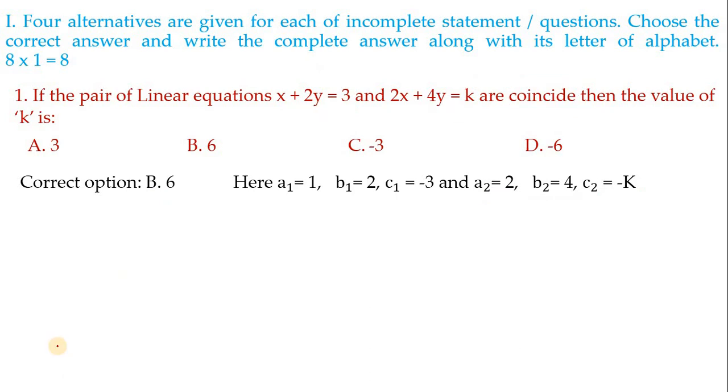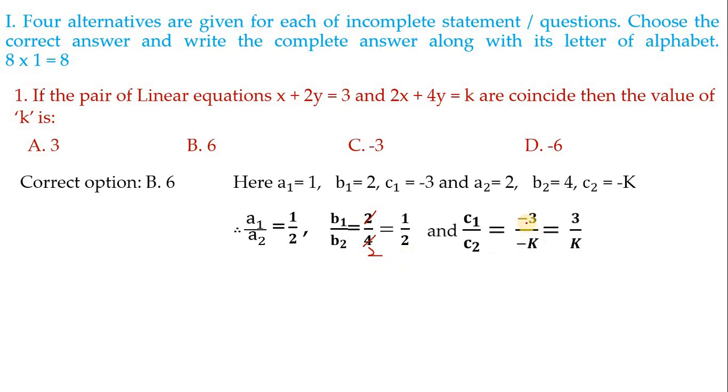Now let us find a1 by a2 value, that is 1 by 2. Next b1 by b2, that is 2 by 4. These 2 will get cancelled, 2 1s and 2 2s, hence 1 by 2. Next c1 by c2, that is -3 by -k. Here minus and minus get cancelled and we'll get 3 by k. Now to find k value, take the ratio of a1 by a2 to c1 by c2. Otherwise, b1 by b2 to c1 by c2, whatever. Because a1 by a2 and b1 by b2 value is equal.